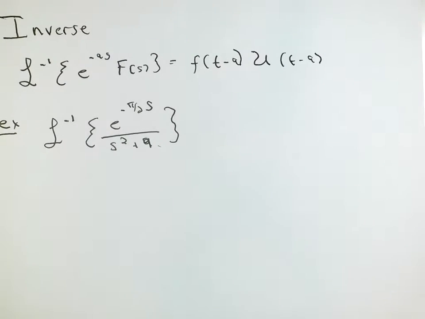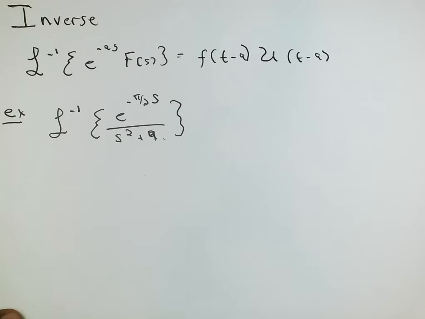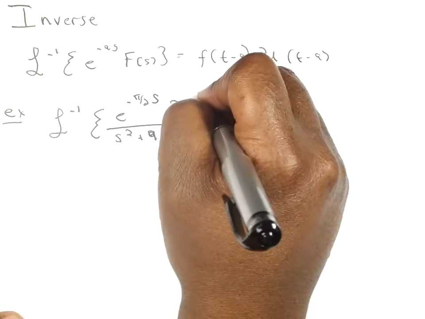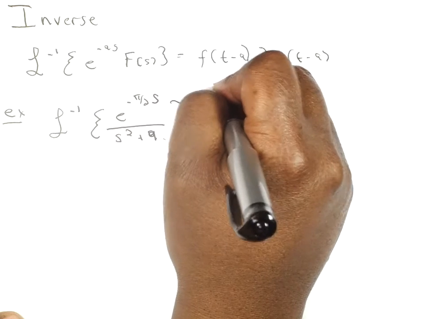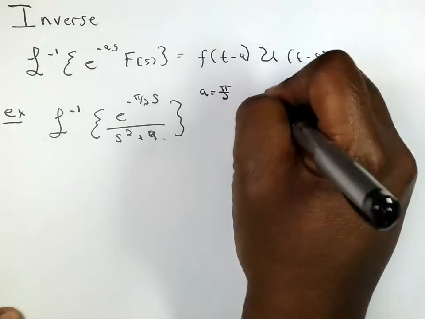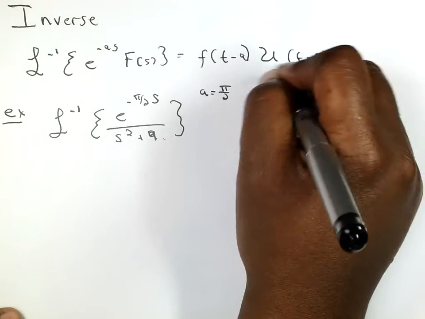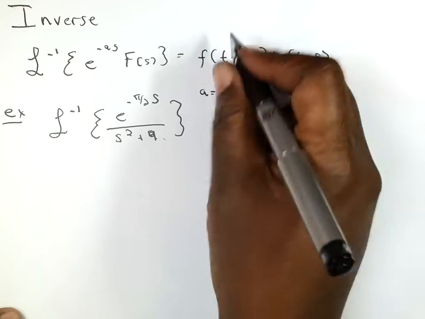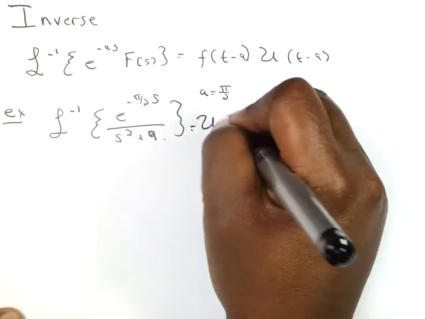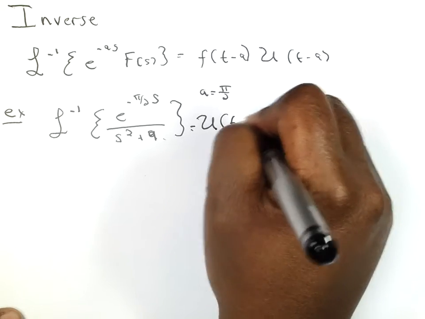we have e to the negative pi over 2s over s squared plus 9. So we're going to get our a term from that exponent. And remember, it's negative a, so that's a is equal to pi over 2. So the shift, when you have that t minus a, that's just going to give me the unit step of t minus pi over 2.